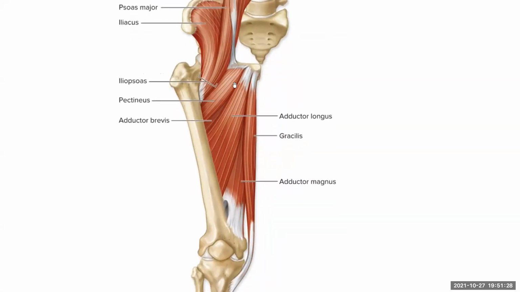Here we can see here's Pectineus, Adductor Brevis, Adductor Longus, and again, they're all on the medial portion there of the femur, so they're going to create adduction. If you notice, Adductor Magnus is further away, more towards the posterior portion, so it will cause extension and it will cause lateral rotation.